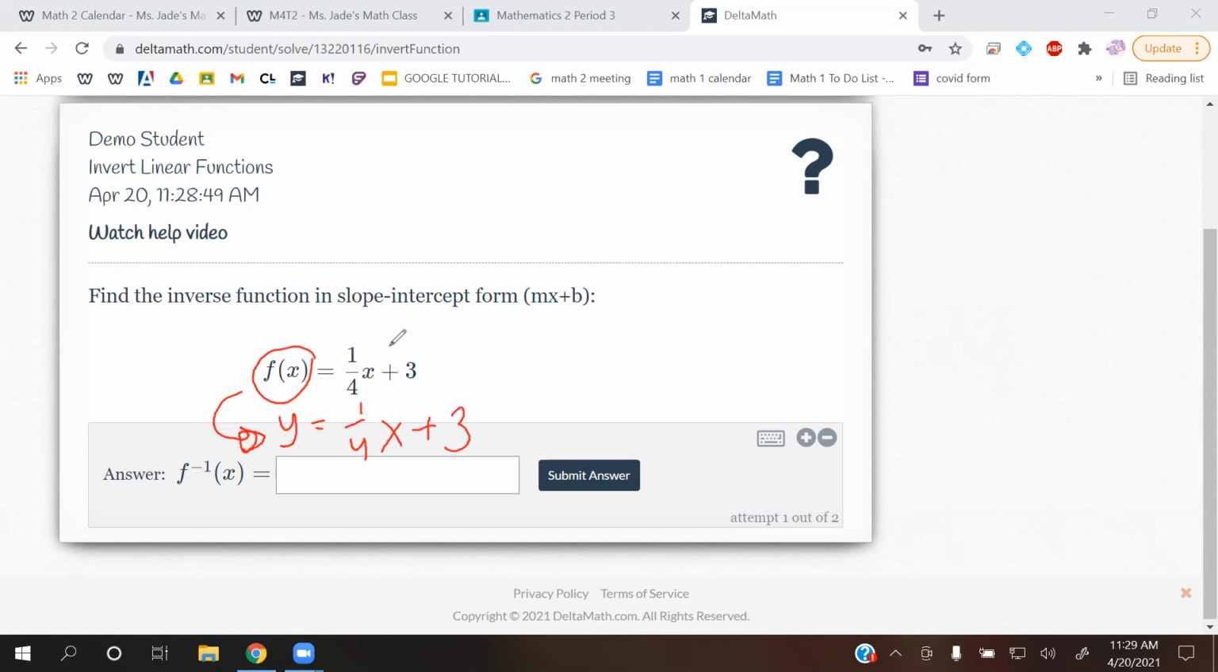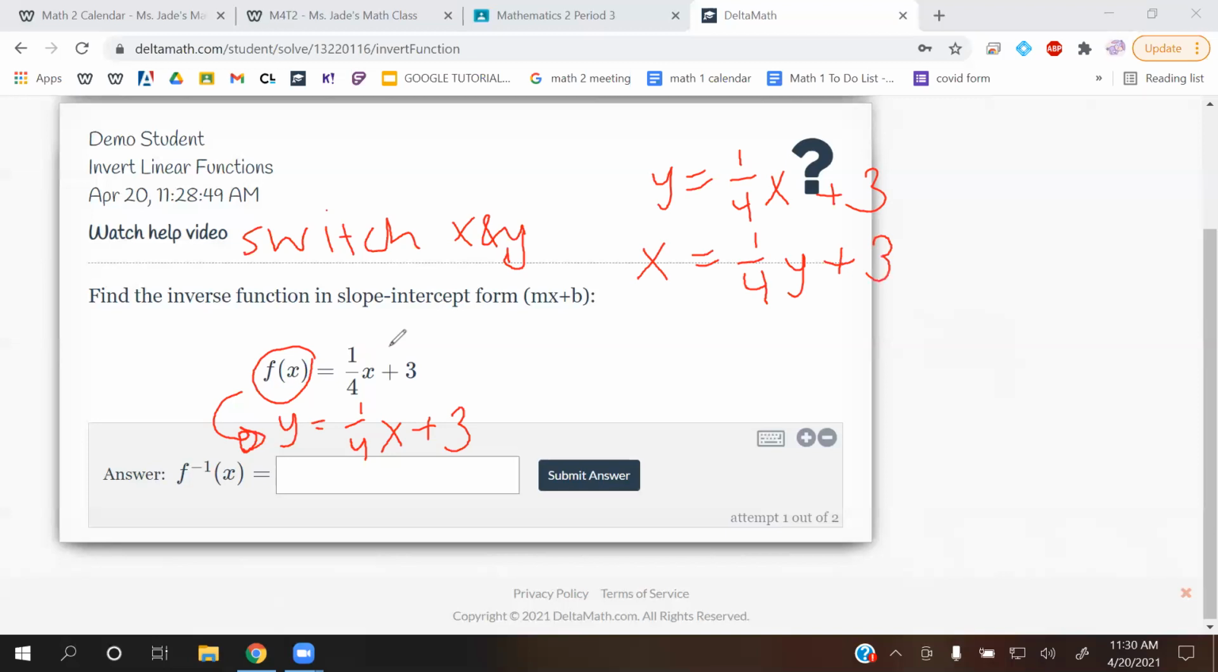And then remember earlier I kept saying the key to getting the inverse is switch x and y. That is still applicable here. So from this equation, let me rewrite it. From the y is equal to 1/4 x plus 3, I'm literally going to switch the x and y. Now it becomes x is equal to 1/4 y plus 3. Literally just switched x and y. This is the key to doing the inverse always, whether you're doing it in the graph, in a t-table, or in the equation. The key is to switch x and y.